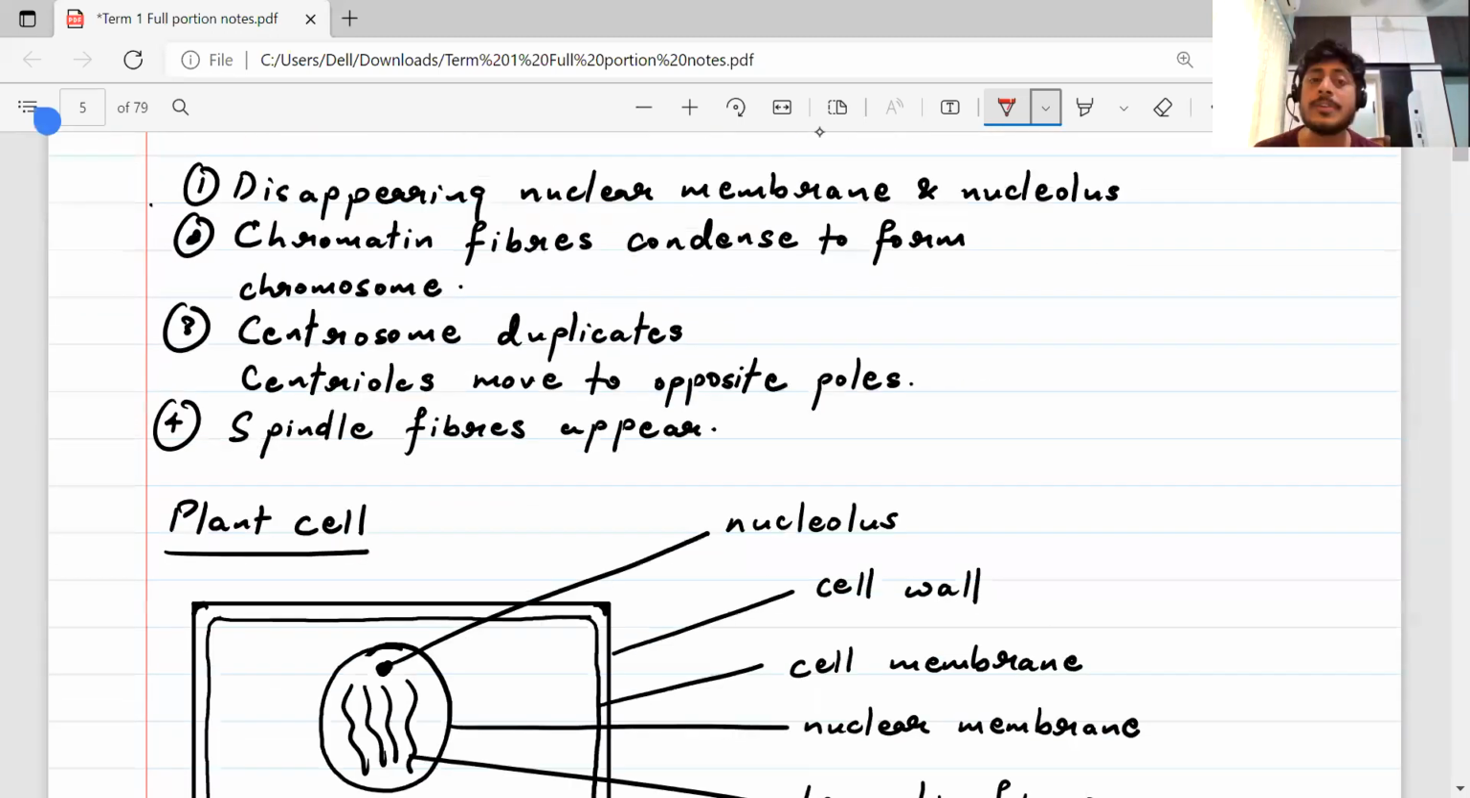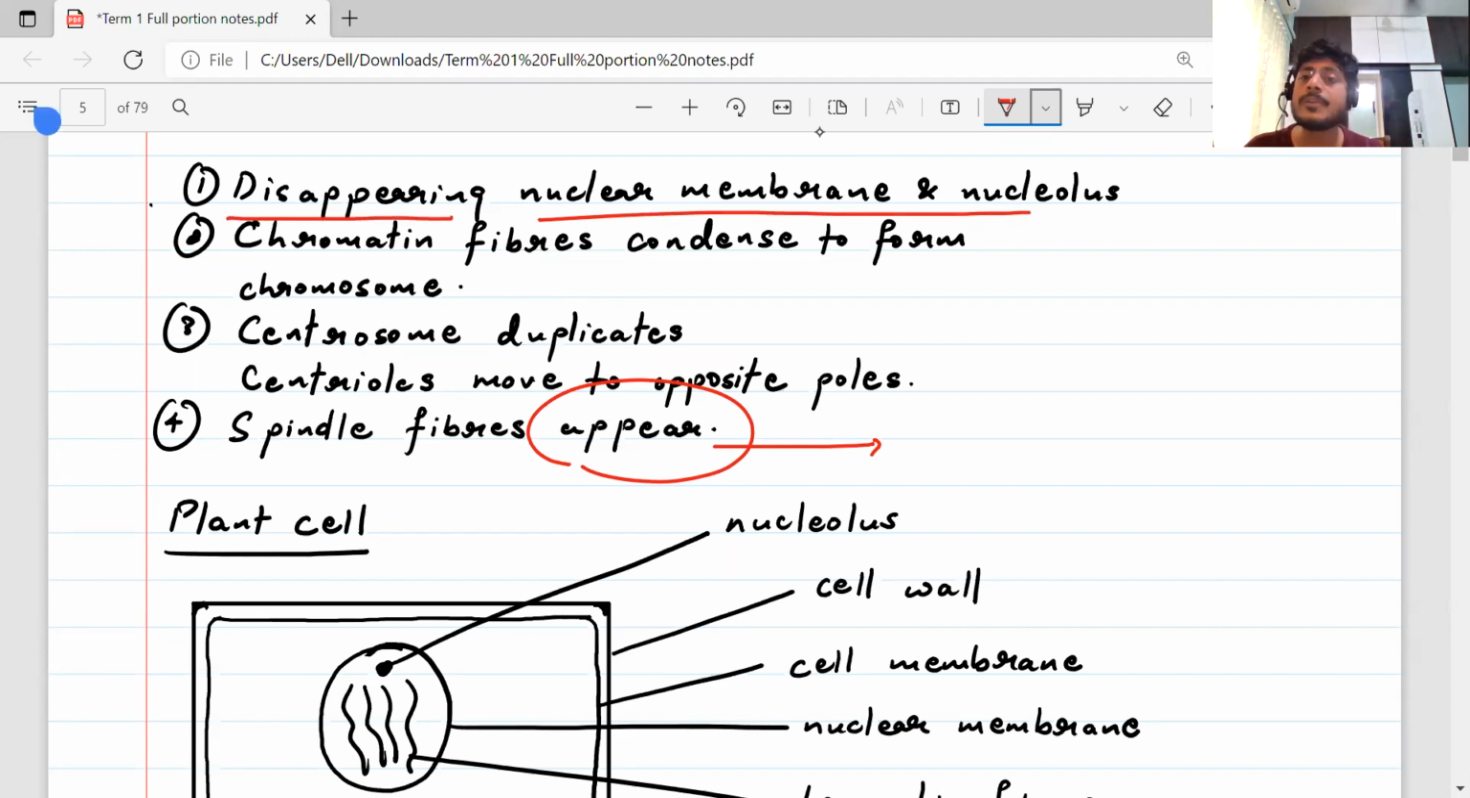Nuclear membrane and nucleolus disappear. The chromatin fiber condenses, it forms chromosomes, the centrosome duplicates, the centrioles move to the opposite poles and spindle fibers appear. So spindle fibers appear in prophase, spindle fibers disappear in telophase. Nuclear membrane and nucleolus disappear in prophase, nuclear membrane and nucleolus reappear in telophase. Chromatin condenses to form chromosome in prophase, chromosomes uncoil to form chromatin fibers in telophase.